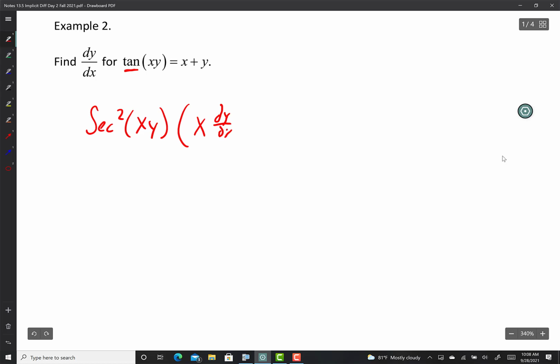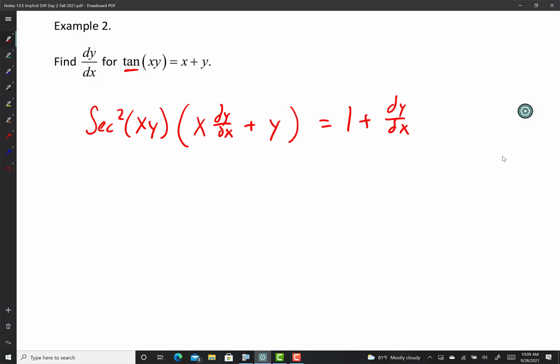I know some of you like the other way around. I like to always do it the old school way, this way. Plus second, times the derivative of the first, which is, what's the derivative of x? 1. Close. Equals, what's the derivative of x? 1. Plus, what's the derivative of y? Dy dx. You are done. The rest is now algebra.